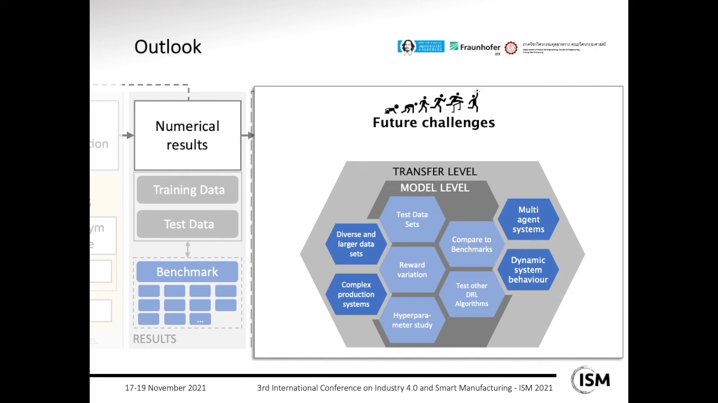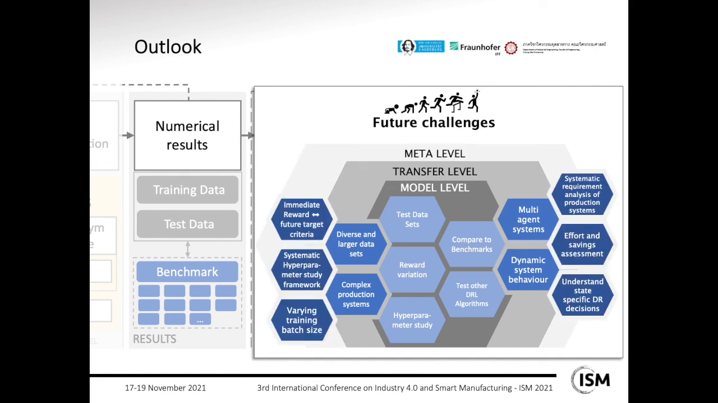On a meta level, we will further investigate the problem of having an immediate reward with future target criteria, where the limitations for this are, how to perform systematic hyperparameter studies, and probably we can trace state-specific dispatching rule decisions by our agent back to our physical system.